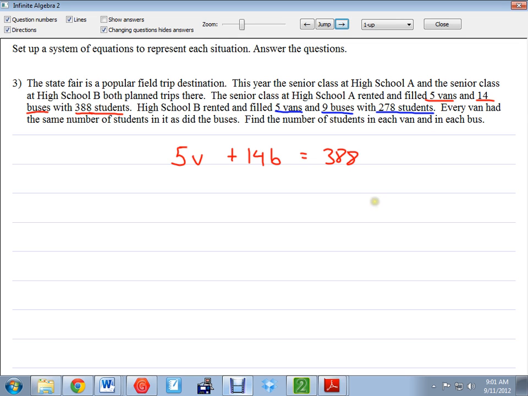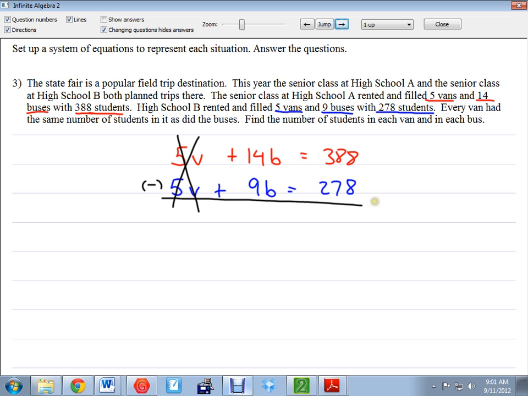In the second one, high school B, we again have 5 vans and we have 9 buses, but this time we only have 278. We have fewer buses, so we of course have fewer students. Now we have to assume that the buses and the vans are each filled to capacity with the same number of students, so that's just a situational thing. This is a pretty easy problem because you can notice that the V's in the front are the same, the 5 V's. There are 5 vans in each situation. So we can go ahead and eliminate those using subtraction pretty simply.